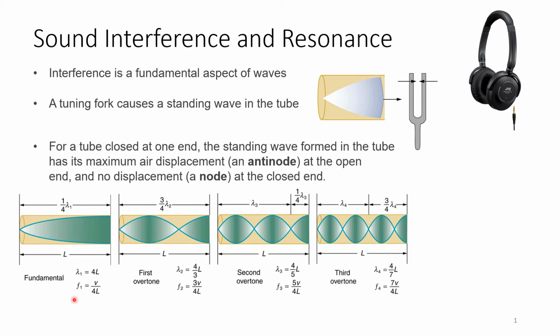The lowest resonant frequency is called the fundamental frequency, while all higher resonant frequencies are called overtones. All resonant frequencies of a tube closed at one end can be expressed as f_n equals (2n minus 1) times the speed of sound over 4L, where n equals 1, 2, 3 corresponds to the first case, the second case, and third case.